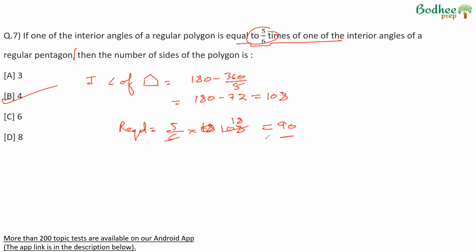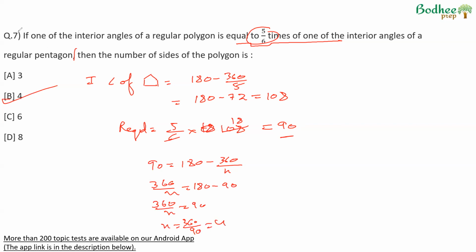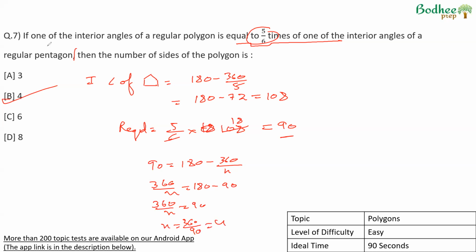Even if 4 does not strike at this point, we can put the value and get the answer: 90 is equal to 180 minus 360 by n, or 360 by n is equal to 180 minus 90, which will be 360 by n is equal to 90, or n is equal to 360 by 90. But I think 4 should be clear at this point. Again, overall easy question, maybe a minute and a half to solve.